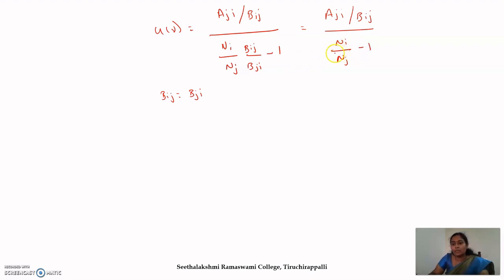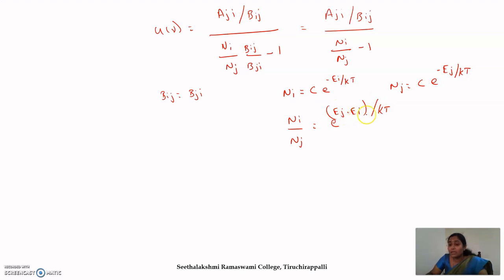And we know that Ni is nothing but the number of atoms at the excited state. So at thermal equilibrium, it is given by C into exponential minus Ei by kT, where Ei is the energy of the photons in the ground state, and similarly Nj is given by C into exponential minus Ej by kT. So we need to calculate what is Ni by Nj. If we calculate, then we'll get exponential (Ej minus Ei) by kT. We know this Ej minus Ei is nothing but the energy gap between the excited state and the ground state, and the incident energy has the same energy as this energy gap. So we can write this as e power h nu by kT.